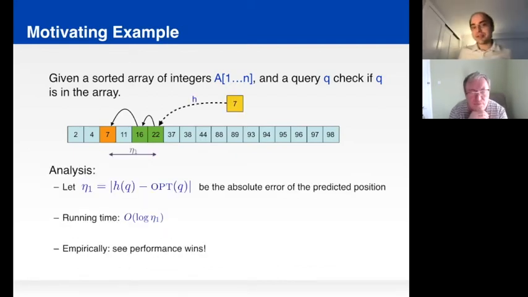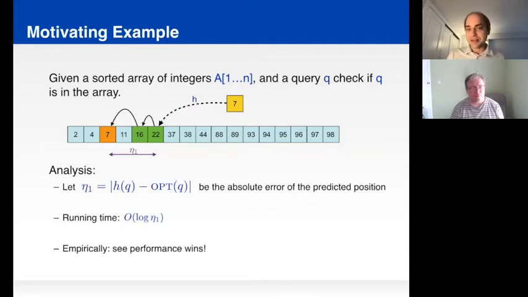The analysis here is also really simple. I'm going to define as eta my error measure, which here is just the L1 distance between where my prediction said that the number 7 should appear and where it actually appeared. And so eta here is 4. And it's very easy to convince yourself that the running time of this little method is going to be logarithmic now, not in n, but logarithmic in this error measure.